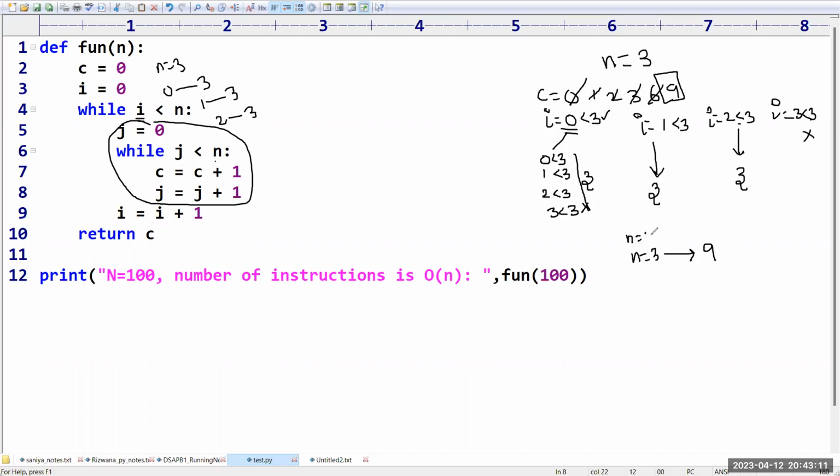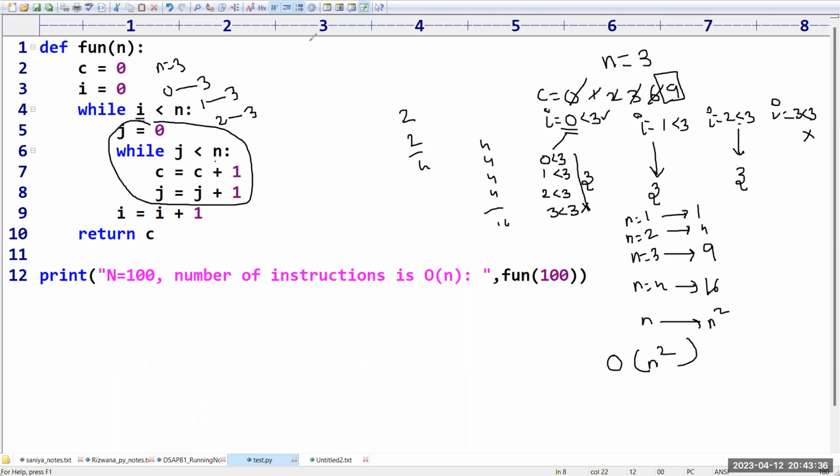If n is equal to 2, then what will happen? 2 plus 2, 4 times, right? It is going to run 4 times. If n is equal to 1, it is going to run 1 time. Sir, if n is equal to 4, definitely 4, 4, 4, 4, total 16 times. Sir, can I take it that if n is the given input, it is going to work n square times? Yes, then it will become big O of n square. This is nothing but the complexity of this algorithm, big O of n square.